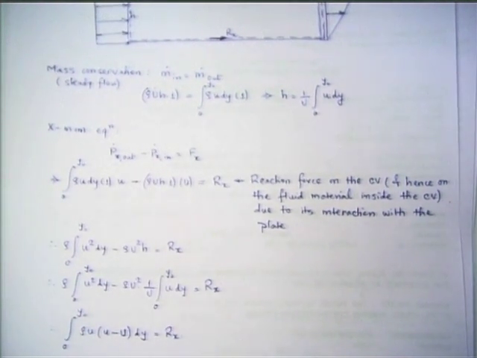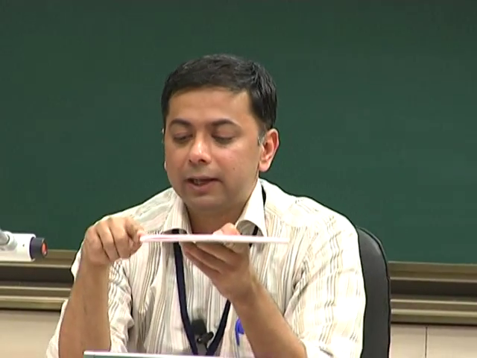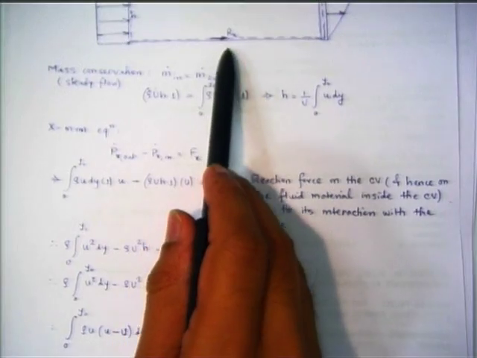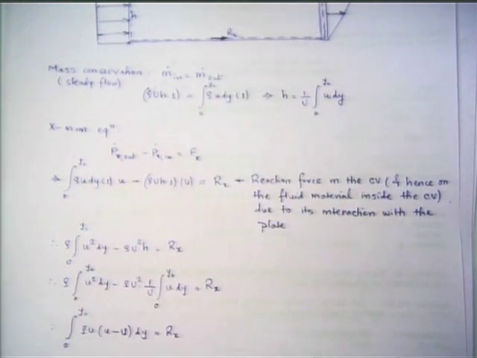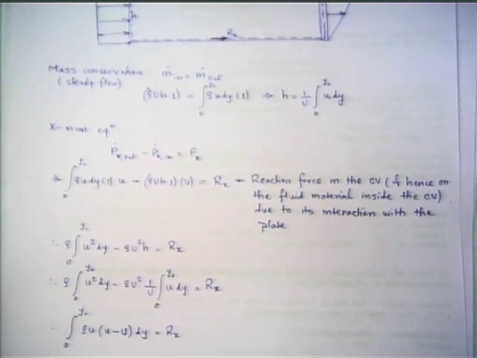Look at the way the control volume has been placed. This is the bottom plate, and the control volume's bottom surface just about hugs the top surface of the plate. So in principle, what I can imagine is that there is some interaction going between the plate and the control volume, which is essentially coming in the form of that reaction force R suffix x on the control volume. Again, we don't know anything, so we assume for the purpose of analysis that it is coming in the positive x direction. The analysis will tell us where it is coming.